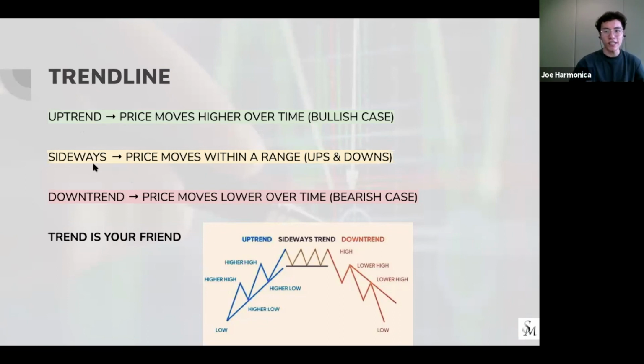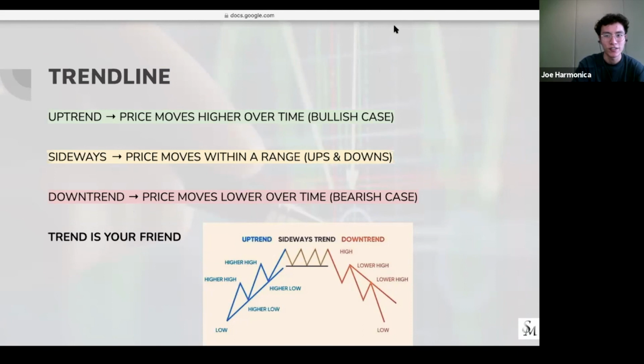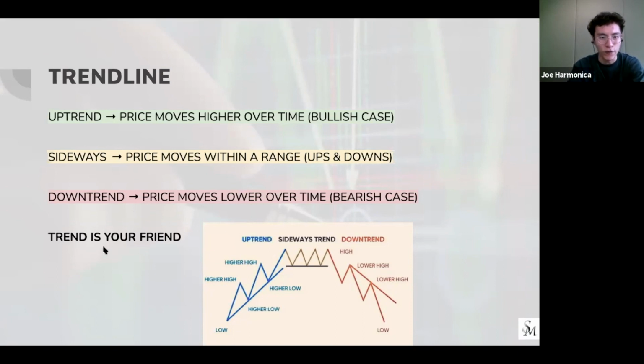Sideways, like Visa at the moment: price moves within a range. It goes up to resistance, comes back down, goes up again, comes down again. So there's not much movement; it is traveling within a channel or range. Price is not going up a lot, but it's not going down a lot. Downtrend is exactly the opposite of uptrend. It's a bearish case, where price moves down over a long period of time. If you invest in a downtrend, your money is going to lose. So very importantly, trend is your friend.